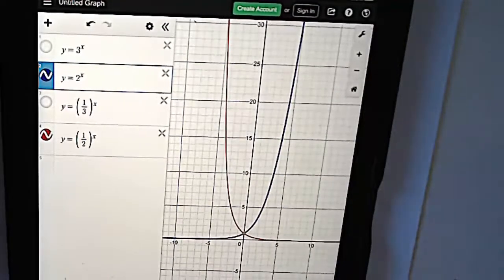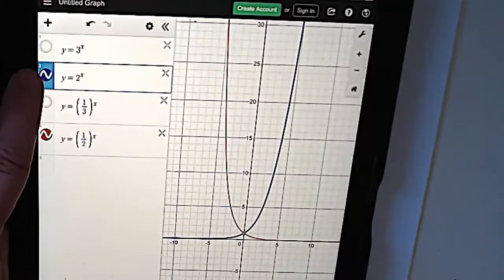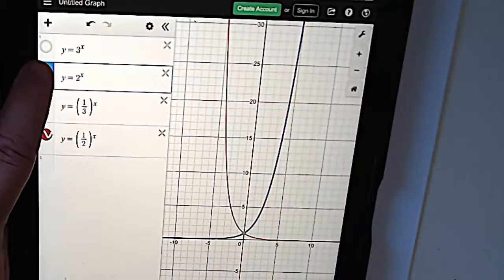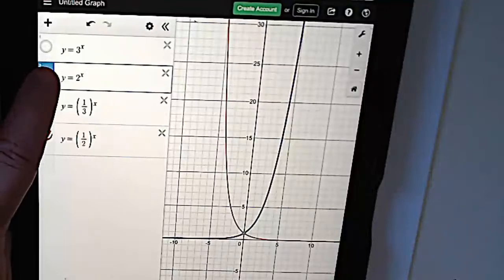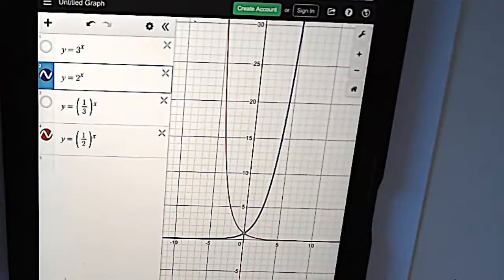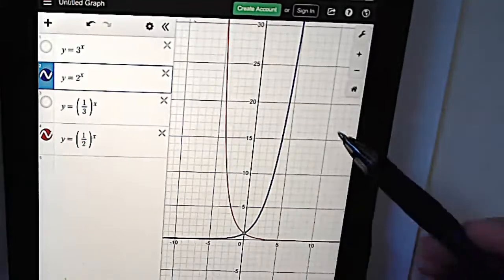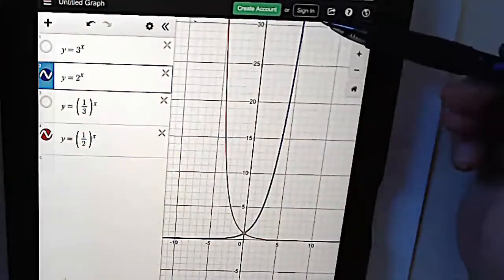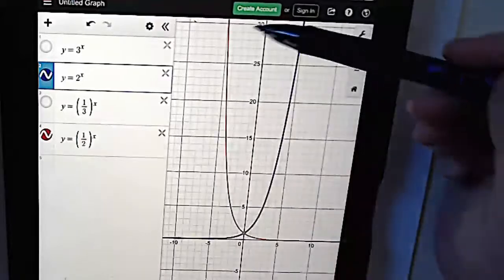And for those of you who use the app, if you click on the left side on that little circle, you make it disappear from the graph, so you can focus on just what you want to focus on. So what I want to focus on is the blue one, which is 2 to the x, that's an exponential, and the red one, which is 1/2 to the x.